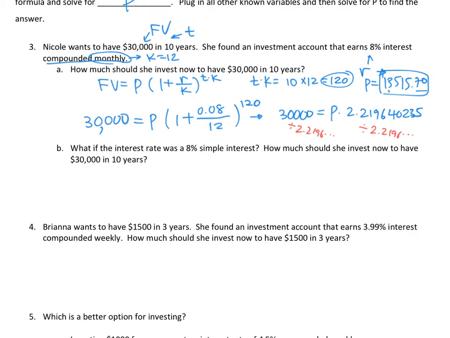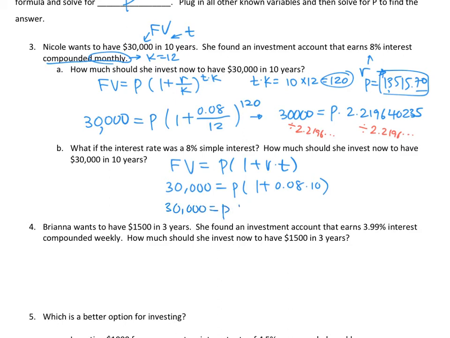What if the interest rate was 8% simple interest? Well, then I just use the simple interest formula. So future value for simple interest is this. And then basically, okay, 30,000, still future value. Principal, I don't know, times (1 plus 0.08 times 10). Again, I'll calculate this part by itself already. If I calculate it out, you're going to get 1.8. So 30,000 is P times 1.8.